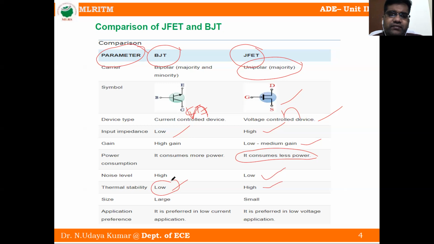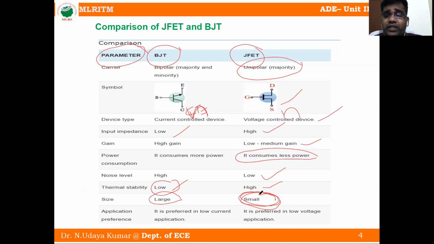What about size? BJT is large in size, whereas FET is small in size. This is the main advantage. Very small means we can use VLSI technology, very large scale integration. So in every computer motherboard, these FETs are integrated. Small size means the occupation of space is very little here.